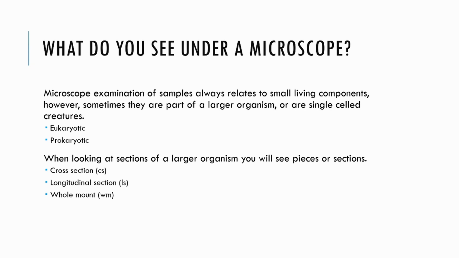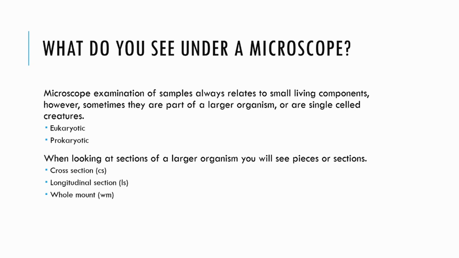When we're looking under a microscope, especially when we're looking at something that is larger than what could fit under the microscope, like a tissue sample, we see them cut into pieces. We're seeing a piece, and there's a few terms we can use to describe how something is cut. There's the cross-section, the longitudinal section, and the whole mount. We'll start with the whole mount since that one is a little bit more self-explanatory.